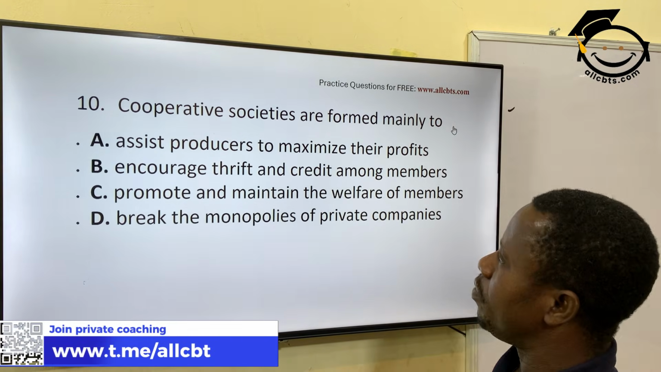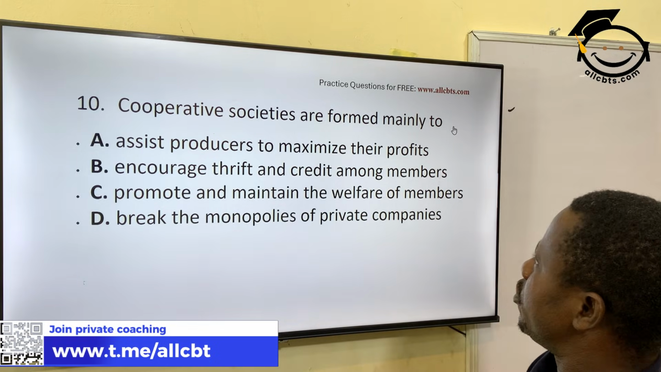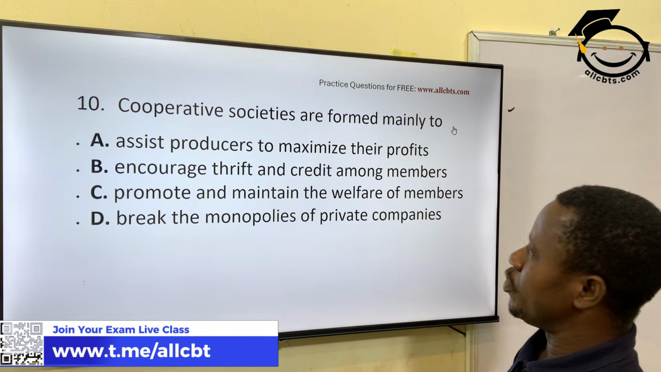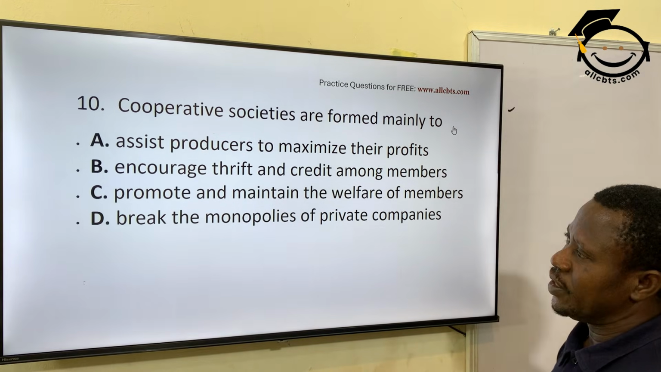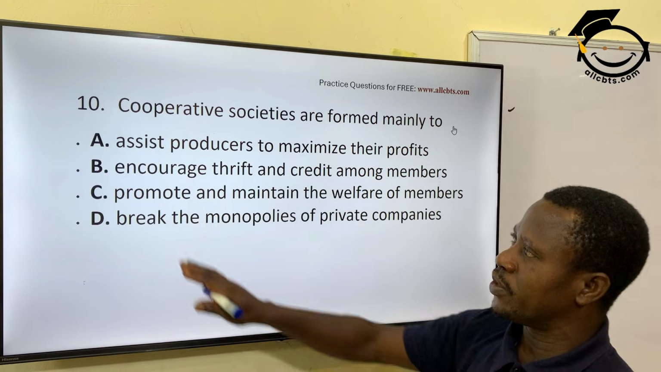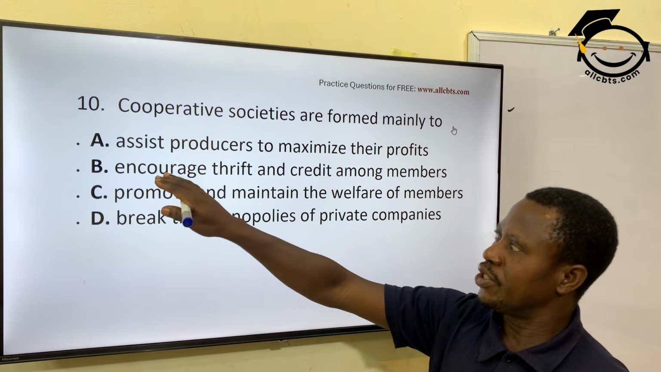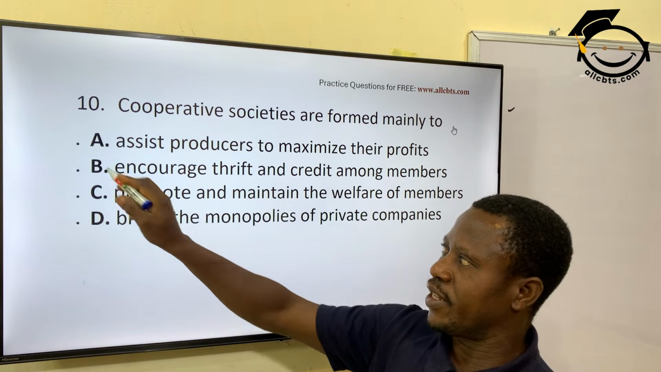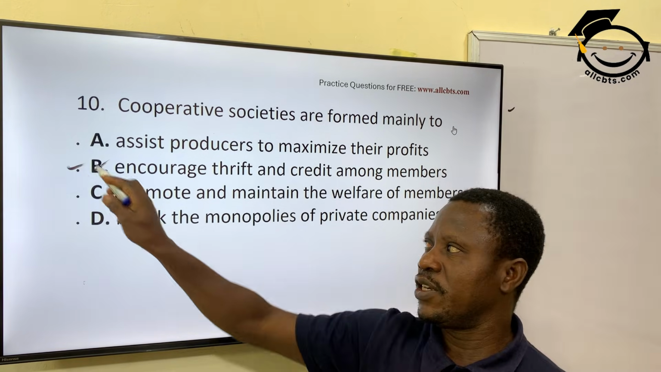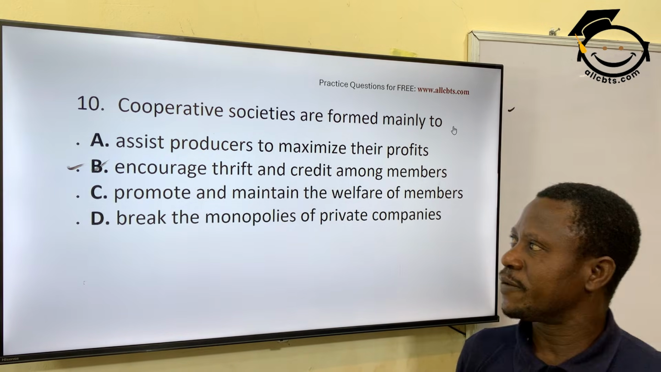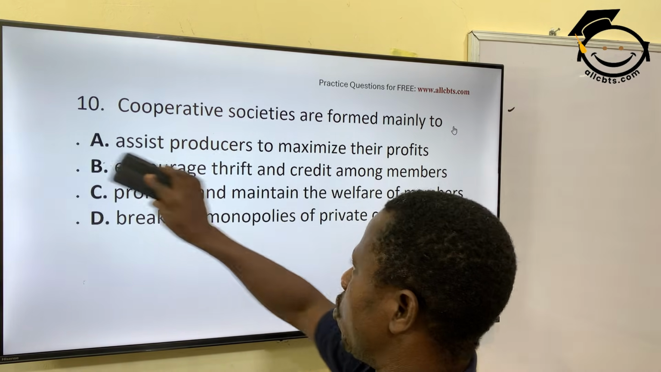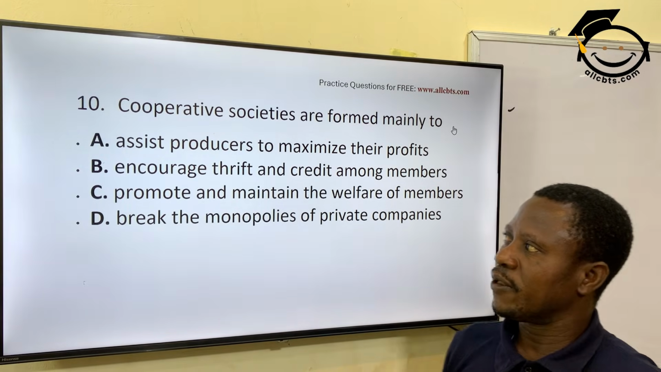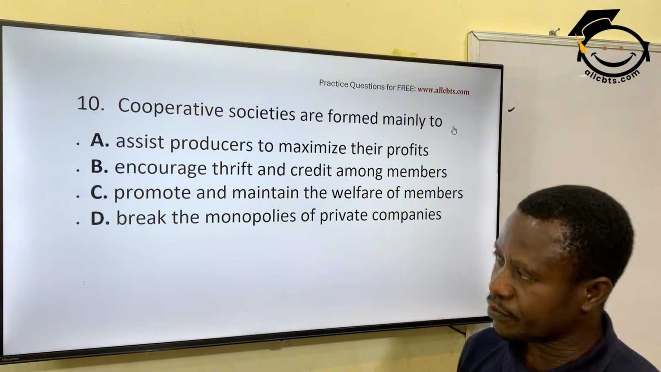Cooperative societies are formed mainly to do what? To assist producers to maximize their profit, encourage trade and credit among members, promote and maintain the welfare of members, break the monopolies of private. The answer is what? Encourage trade and credit among members. Option B is the correct answer as far as a cooperative society is concerned. They encourage their members to save, that is to contribute, and then raise credit from that. All right? Option B is the correct answer.